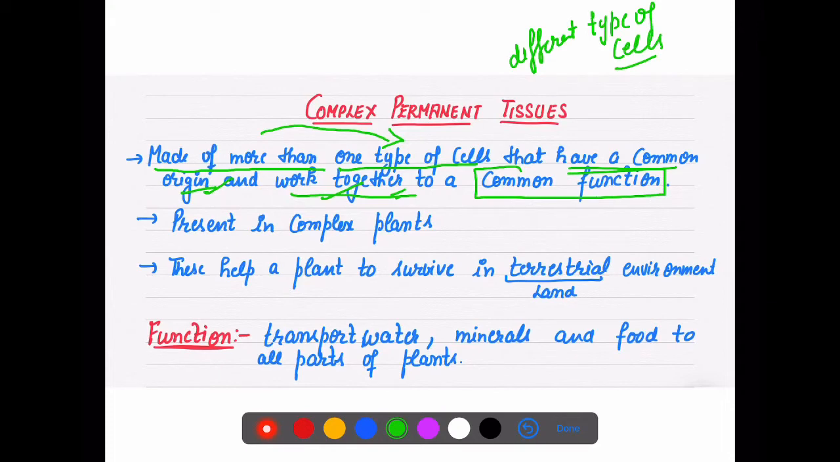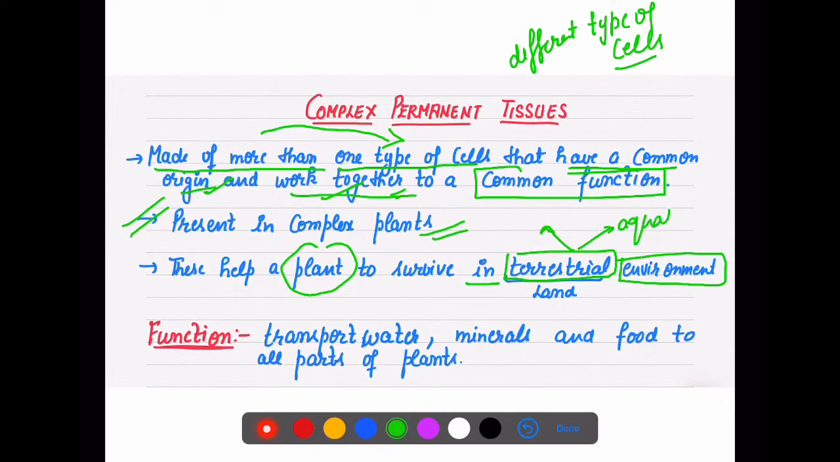Where are they present? Where will you find them? They are present in the complex or the higher plants. What is their role? They help a plant to survive in the terrestrial environment. What is the terrestrial environment? There are two types of condition. One is the terrestrial and another one is the aquatic. So mostly these tissues work in the terrestrial habitat. What is their function? They help in transportation of water, minerals and food.